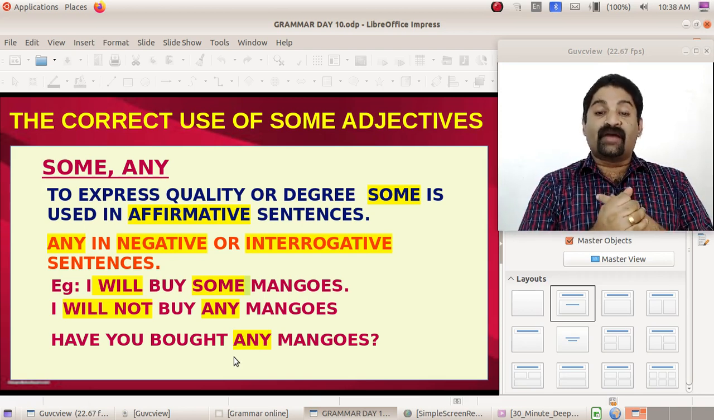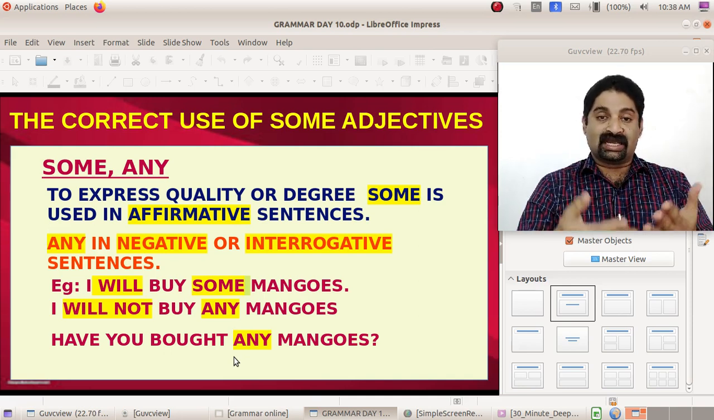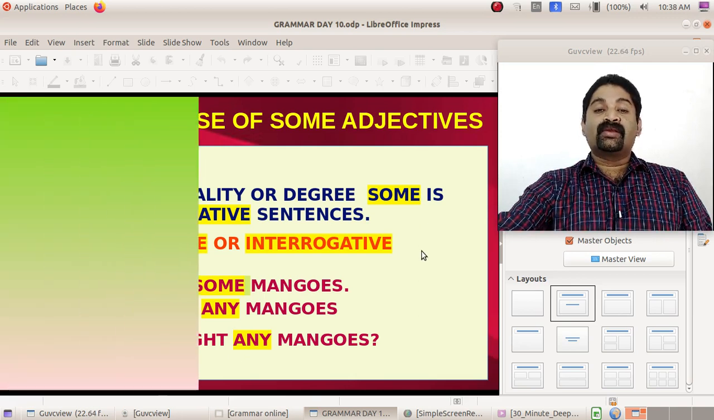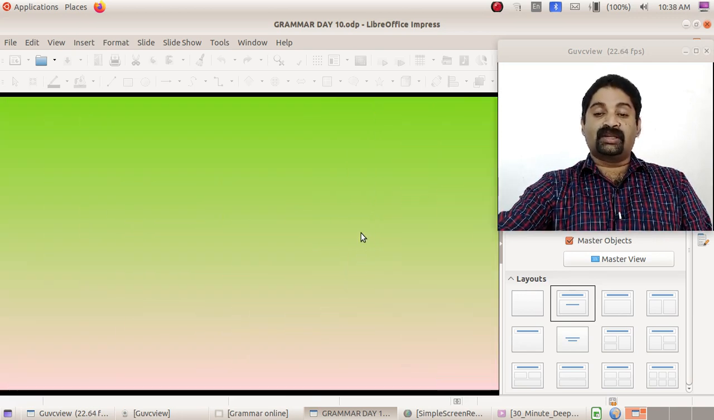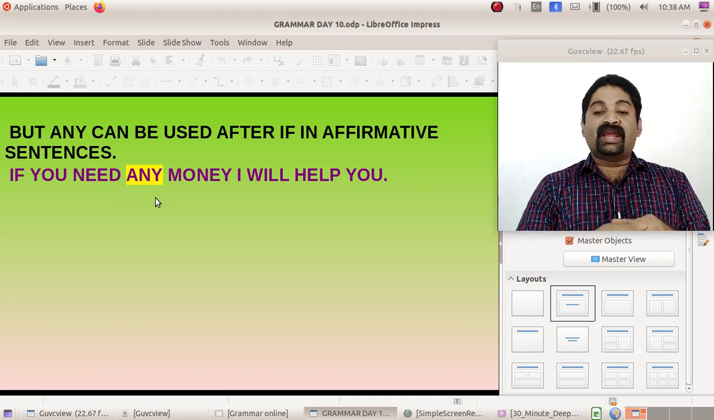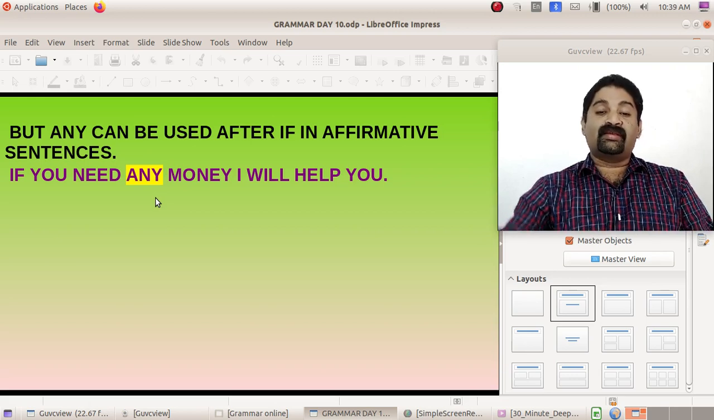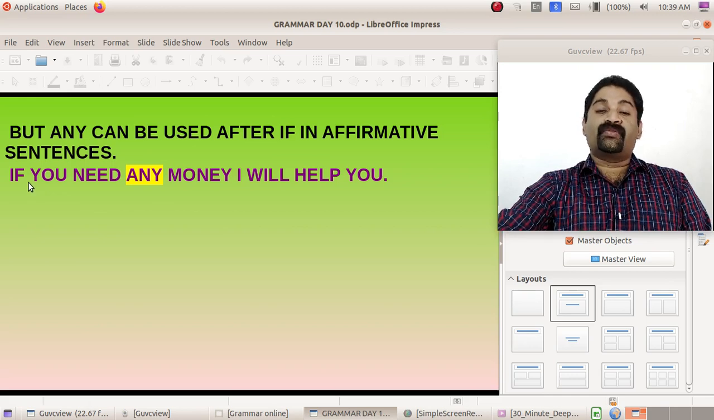Some we use with affirmative or positive sentences, and any we use with negative or interrogative sentences. What do you mean by interrogative? Questions, asking questions, question sentences. Some other usages of some particular adjectives, let us see that. But any can be used after if in affirmative sentences. What is the meaning of that? We said any cannot be used in positive sentences, but any can be used in a positive sentence if it comes after if.